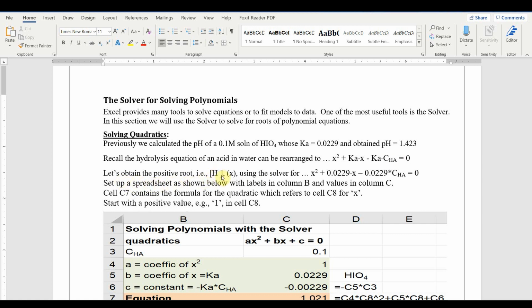That'll be the hydrogen ion concentration, x in this case, using the solver for the equation x squared plus 0.0229x, where 0.0229 is the Ka of periodic acid, minus 0.0229 times Cha, again for periodic acid, 0.1 molar. Let's go to the spreadsheet and take a look at this.